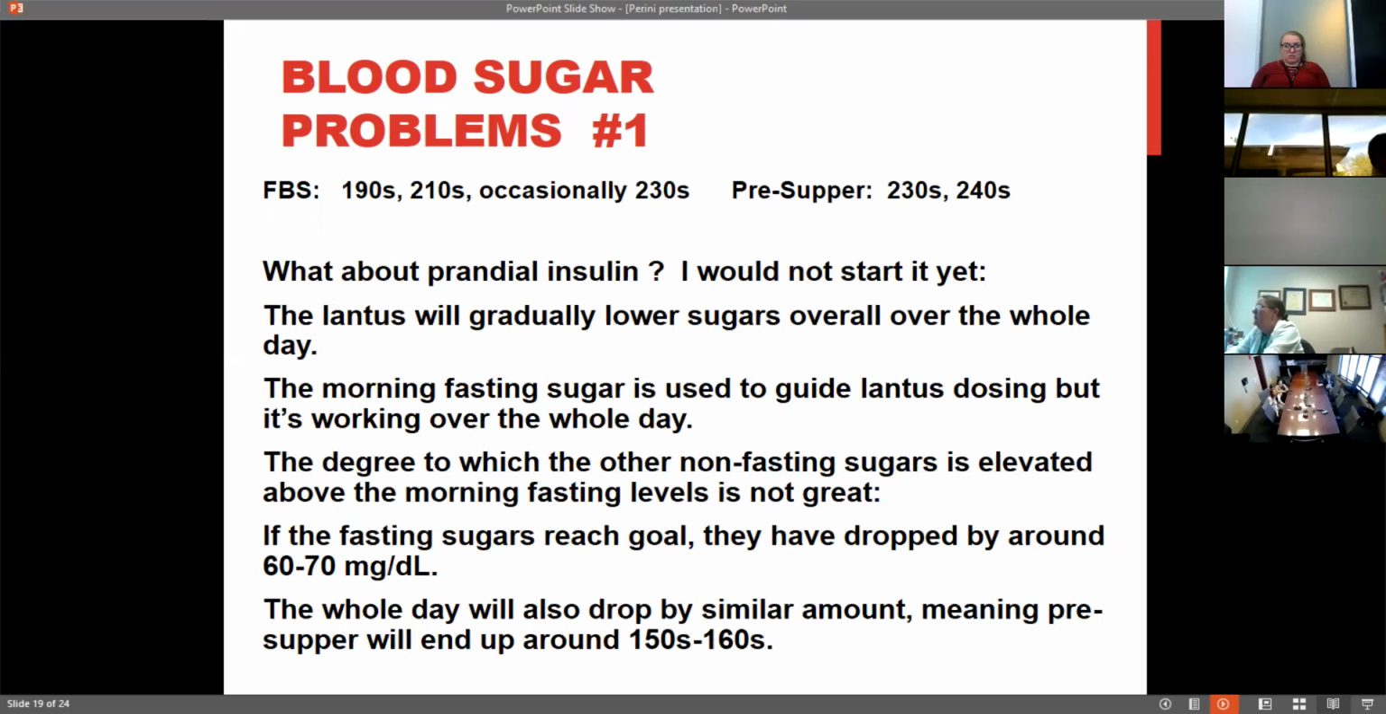And based on that drop, you may not need mealtime coverage, or pills of some sort may be able to help with the mealtime coverage. So this is my strategy for starting insulin: I start a basal insulin first and get that to target. Then I see if they even need mealtime coverage.